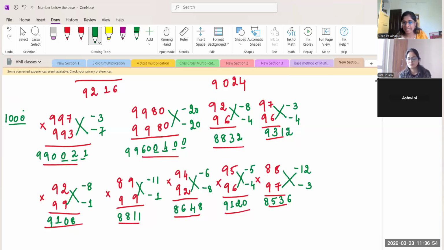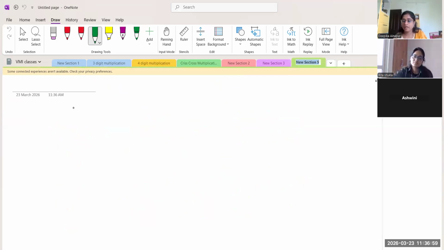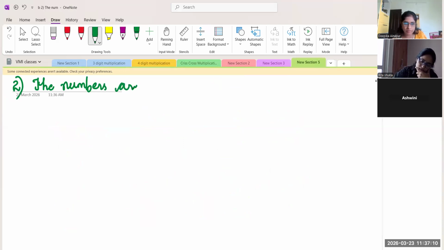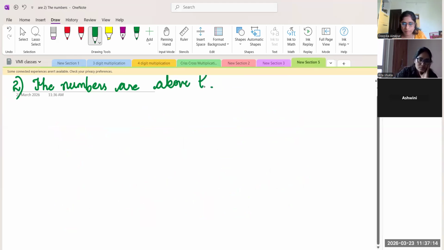Okay, now the second case I'll be discussing is when the number is above the base. Okay, second case is the two numbers are above the base. Right. So this case we will do and a few problems we will do, and then move to the case where one number is below the base and the other number is above the base, right?